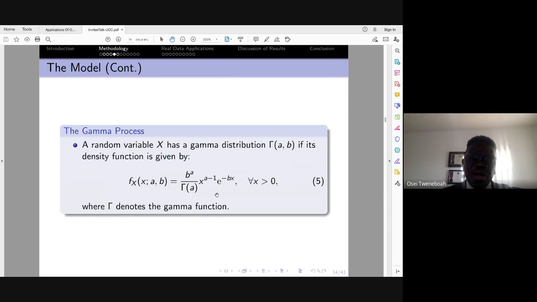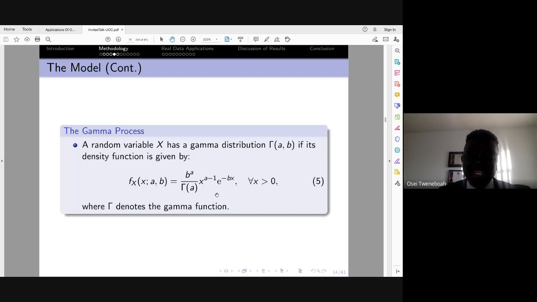Good. So now we are going to talk about the gamma process. And why do we have to talk about the gamma process? Because we mentioned that the BDLP of stochastic differential equations follows the Levy process, correct? Since it follows the Levy process, we need to define the exact Levy process. So the process that we are defining is the gamma process. So then what's the gamma process?